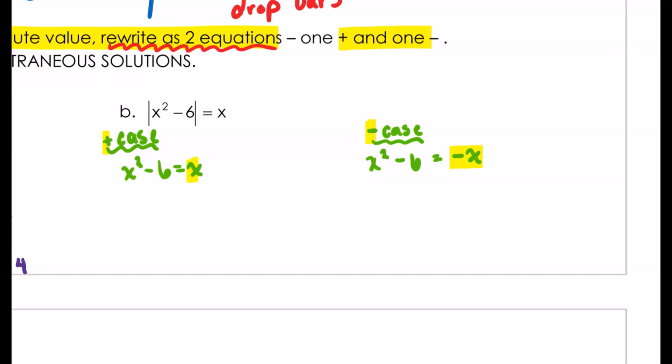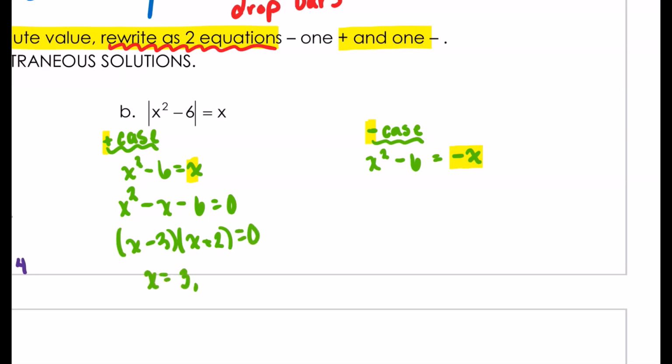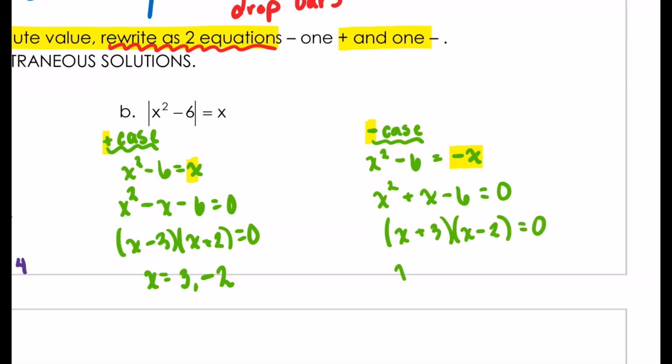Now for my solving, notice that I've got quadratics for both. So I'm going to have x squared minus x minus 6 is equal to 0. And that's going to give me x minus 3, x plus 2. And so my solutions here are going to be 3 or negative 2. And then for my second equation, notice that I'm going to get x squared plus x minus 6. So this is going to give me x plus 3 and x minus 2. And so then I've got negative 3 or positive 2. And then again, you have to check each one.